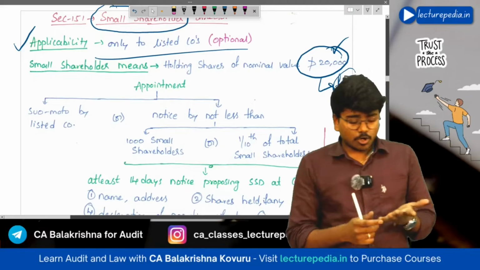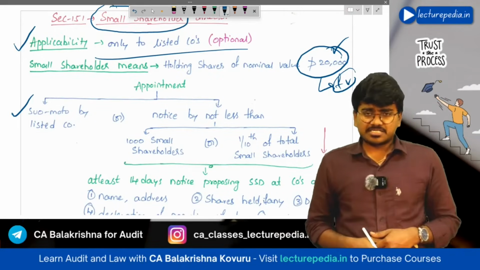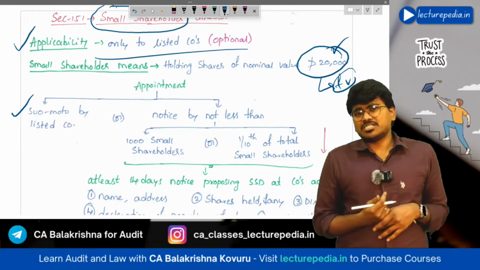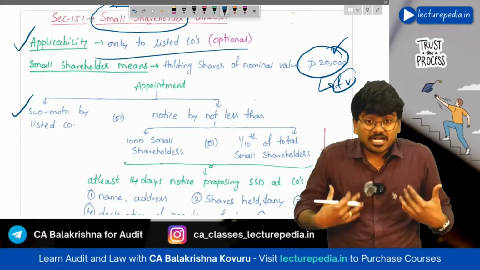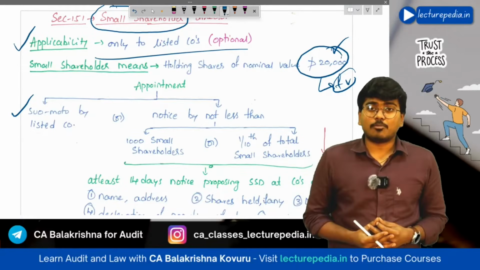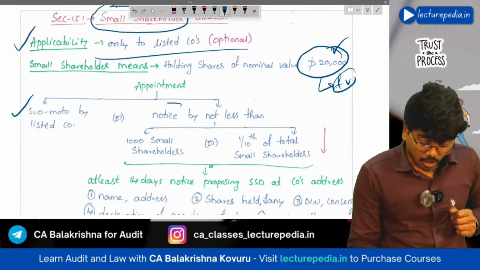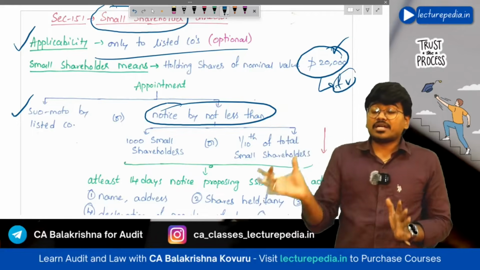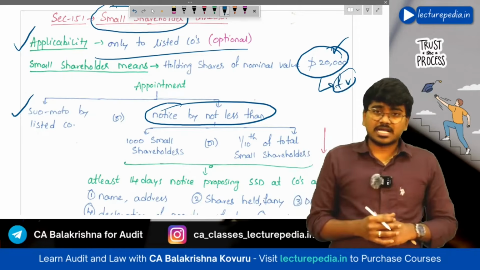Now, this small shareholder director can be appointed either suo moto by the listed company. If the company itself feels that there are many small shareholders in our company, there should be a director to represent all these small shareholders. If the company feels like this, it can voluntarily, on a suo moto basis, appoint a small shareholder director. This is the first scenario. Or if small shareholders give a notice to the company asking it to appoint a small shareholder director, in such a situation also a small shareholder director can be appointed.